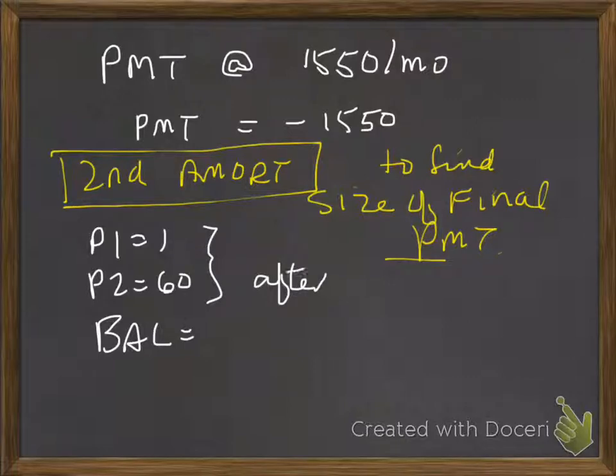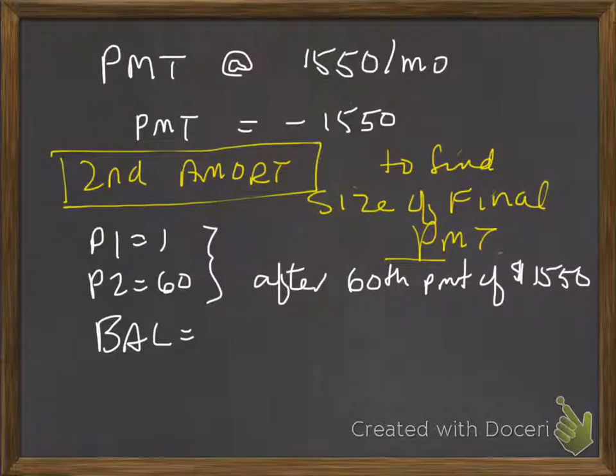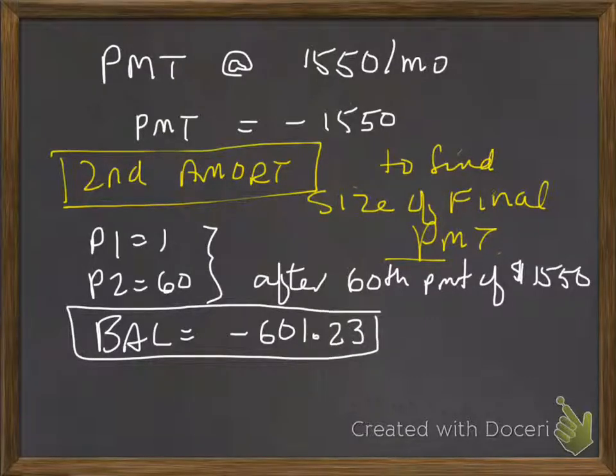After the 60th payment of $1,550, your calculator will give you a balance of negative $601.23. Now what does this mean? What this means is that if you have a negative balance, it means that you have overpaid with the 60th payment.